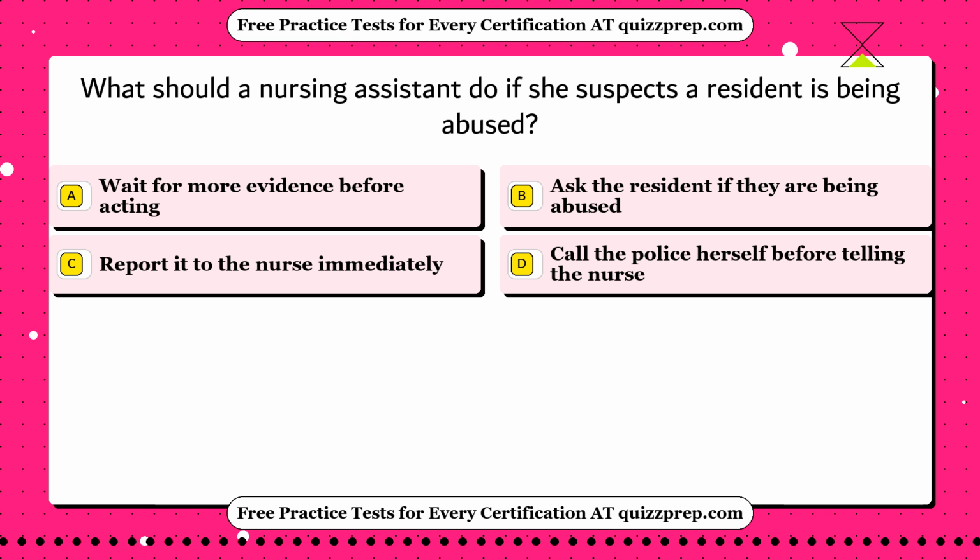Question 58. What should a nursing assistant do if she suspects a resident is being abused? Option A. Wait for more evidence before acting. Option B. Ask the resident if they are being abused. Option C. Report it to the nurse immediately. Option D. Call the police herself before telling the nurse.